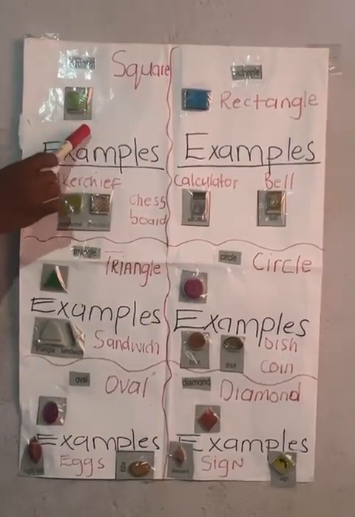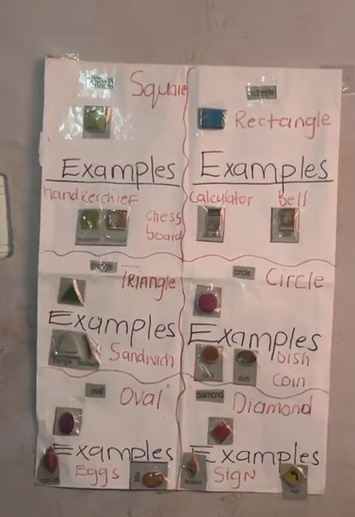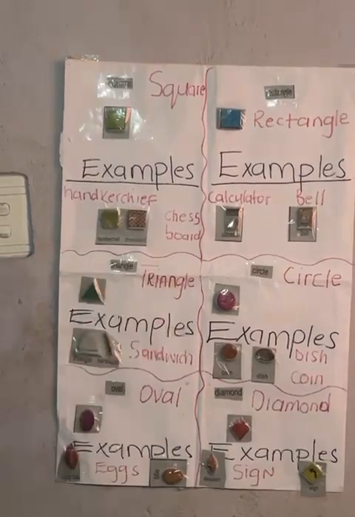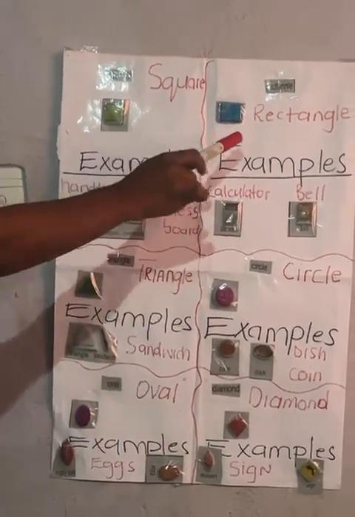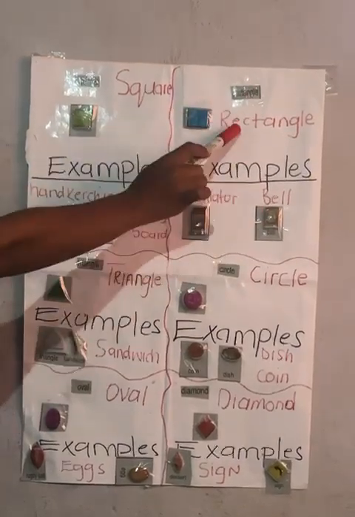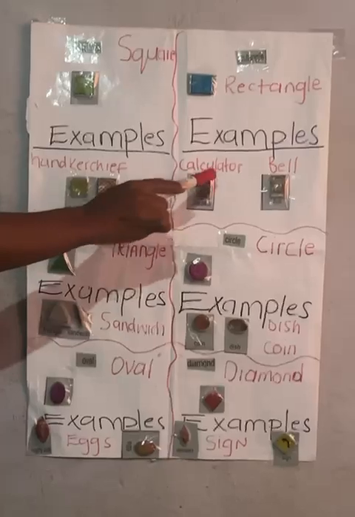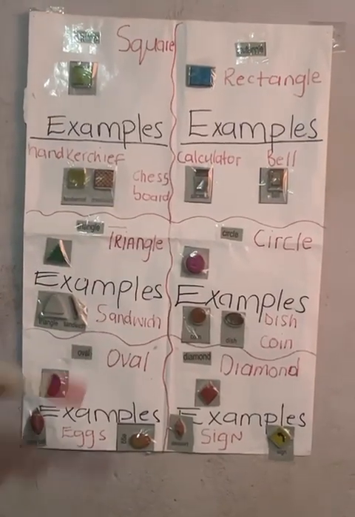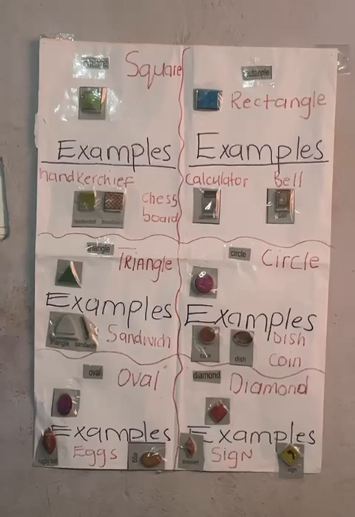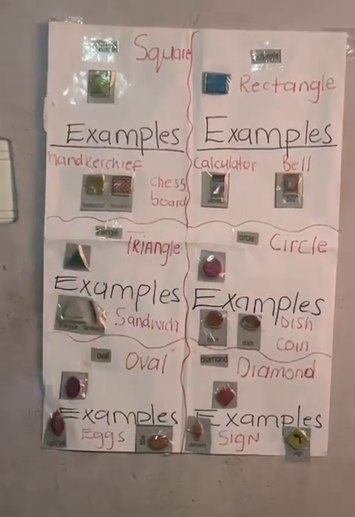As you can see here, we have a square and then there's also examples. We have a handkerchief, a chair spot, and then we also have this one, which is a rectangle. It's a rectangle, and then there's an example of a rectangle. There is an actual rectangle, and then there's a calculator as an example, and then there's also a bell. Then we move on to the next one.